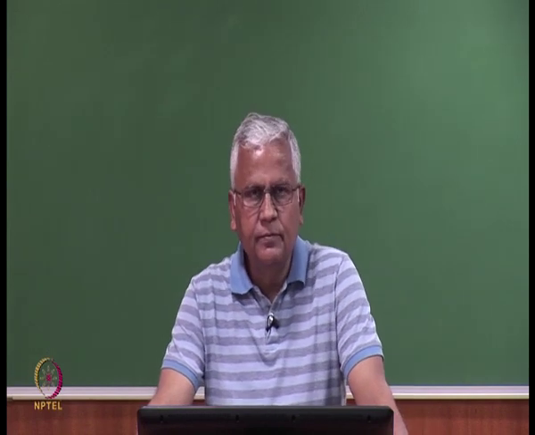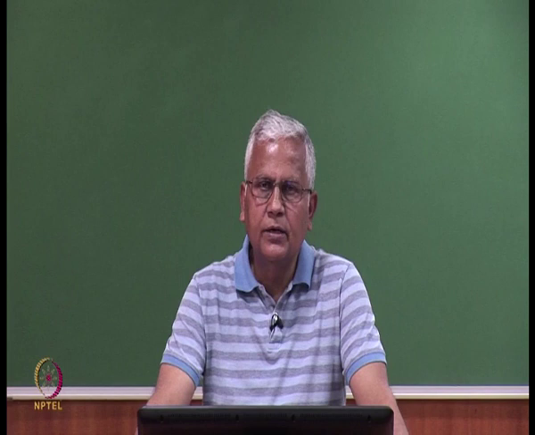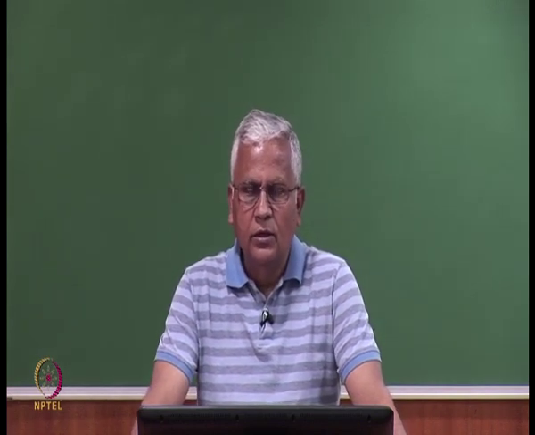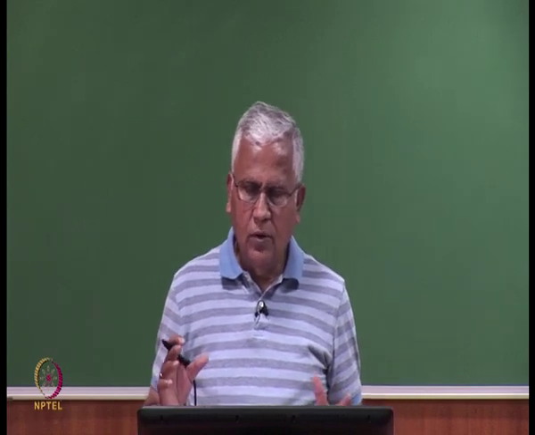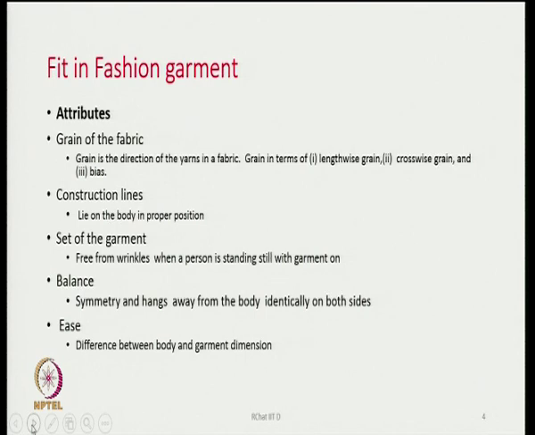And the last one is ease. Ease is the difference between the body and the garment dimensions. There has to be some amount of liberty for the limbs to move freely, and to allow the limbs to move freely, there is a need to have some amount of ease. We will discuss them in detail a little in the coming slides. So, these are the 1, 2, 3, 4, 5 important attributes in relation to fashion garments, that is, they are not technical garments.